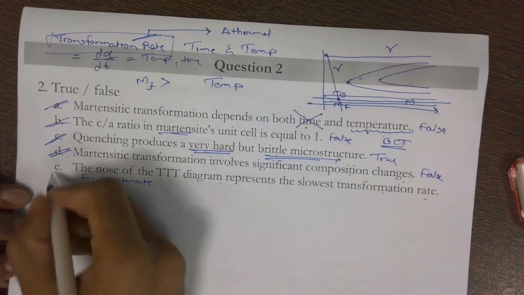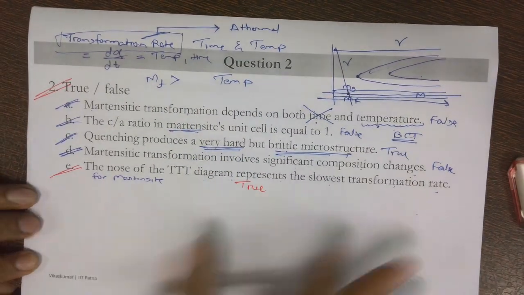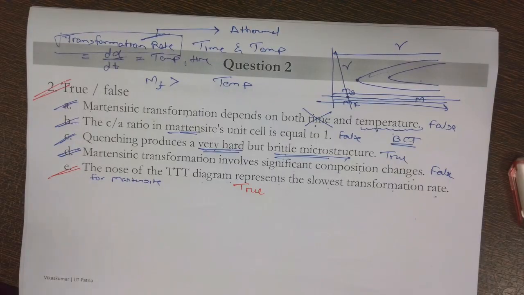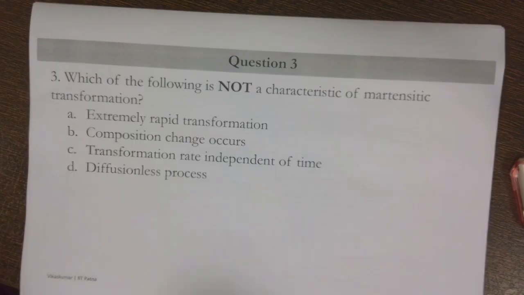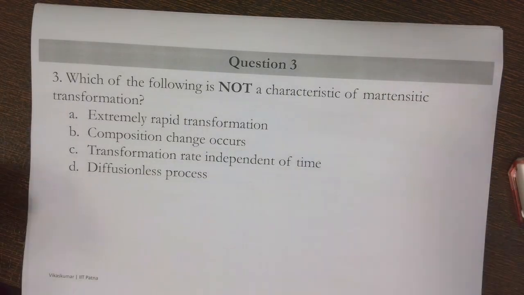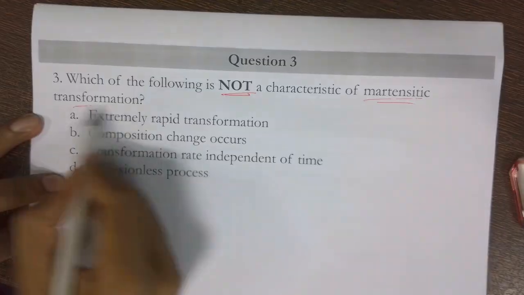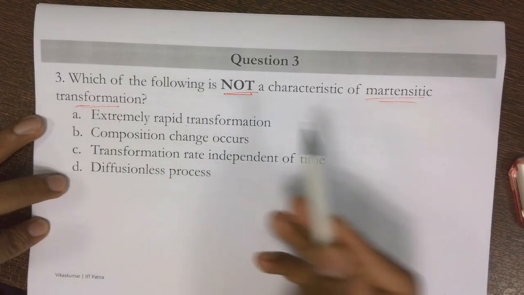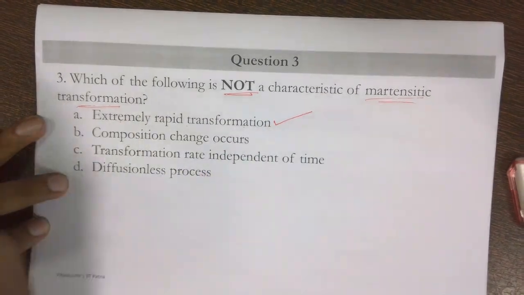Which of the following is not a characteristic of the martensite transformation? First one, extremely rapid transformation. This is a characteristic, right? This is true. Composition change involved. Very good. The right answer is option B. So the composition change is not there. Whatever composition we start with, if we are starting with 0.8%, then it will stay 0.8%. Transformation rate independent of time. This is also true. Diffusionless process.